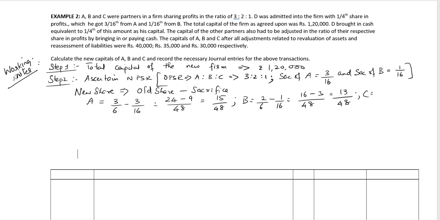C's share, which is equal to 1/6, can further be written as 8 divided by 48. And D's share, which is equal to 1 divided by 4, can be written as 12 divided by 48. Hence, NPSR between A, B, C and D is equal to 15:13:8:12.